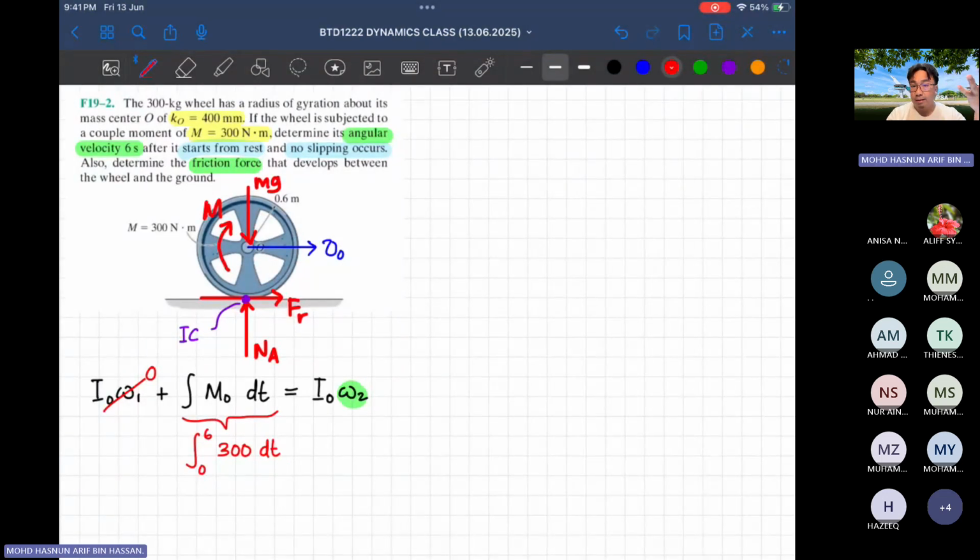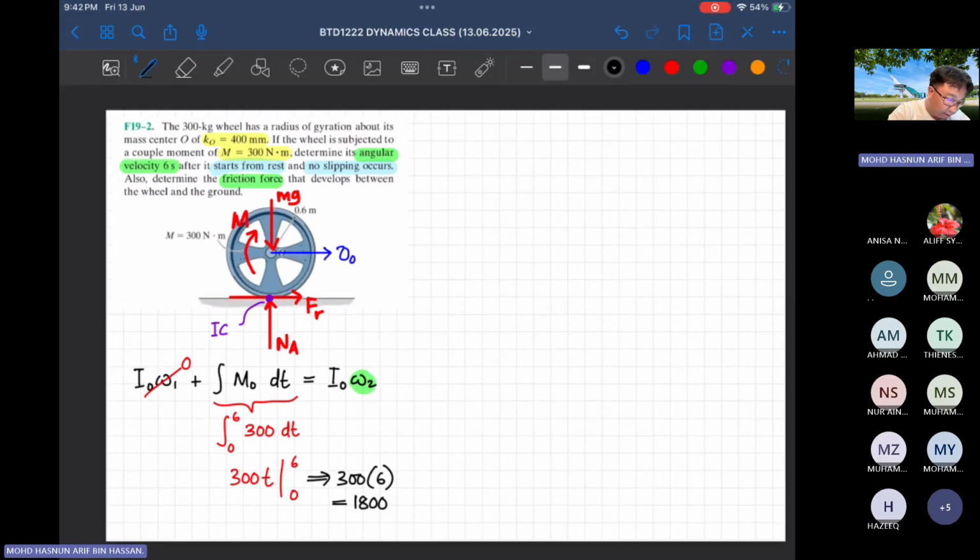300t. Okay, so you get 300 times t. And what is the value of t? The value of t is, again, from 0 to 6. So you put in 6 there, minus you put in 0 at the t. Basically, this will give you 300 times 6, which will give you 1,800. So that is the impulse. 1,800 is the impulse, ∫M_O dt.